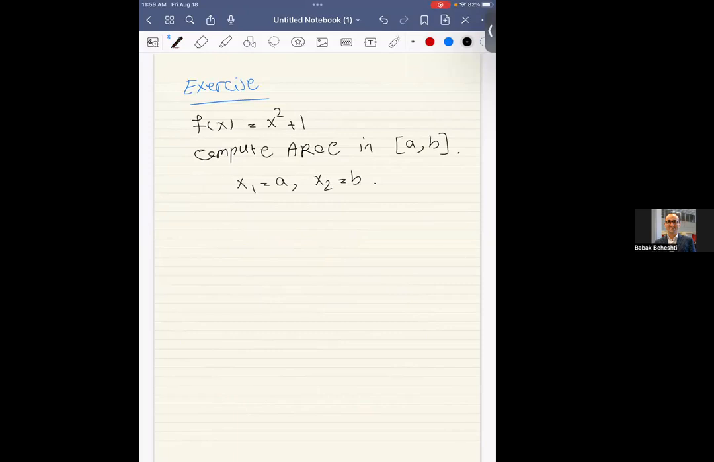B minus A? At the denominator, you have B minus A. On the numerator, you have B squared minus A squared, right? B squared minus A squared divided by B minus A is A plus B. Right? So delta x is just B minus A.